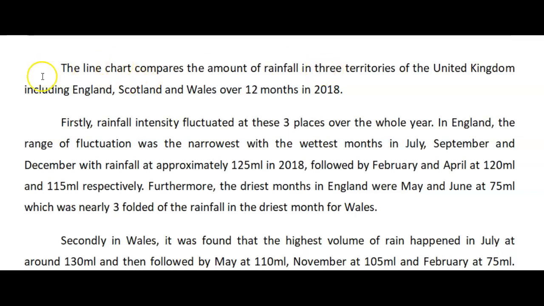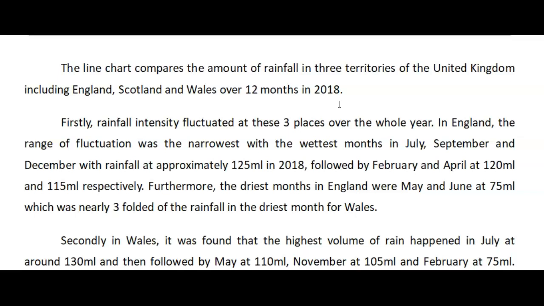So instead of saying including, you could have simply done a comma or a colon. All right, so in 3 territories of the United Kingdom, comma, England, Scotland, and Wales, comma, over 12 months in 2018. And then you would have been fine. But including makes it sound like, oh, well, there are others, but here are some of the ones that are included. All right, let's keep going.